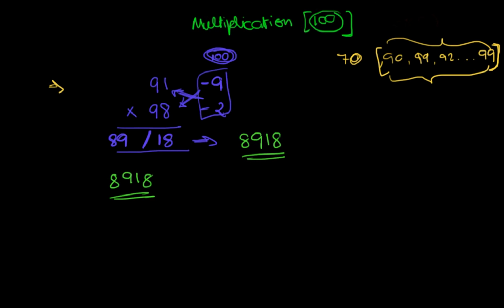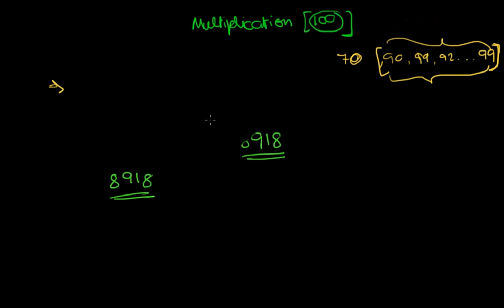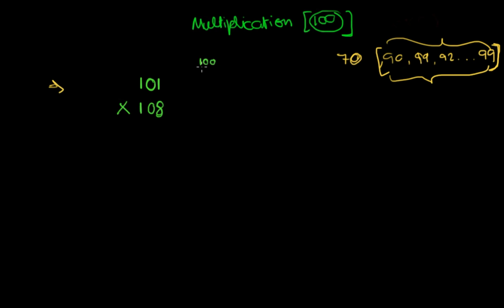Now I'm going to show you how to multiply numbers which are greater than 100, like with the base 100, but they are actually greater than 100. So let's say we have 101 multiplied by 108. The first step, same as usual, is to write 100 over here, and then we just multiply them similarly. So we say 101 is greater than 100 by how much? That's by 1, and then 108 by 8. So we don't subtract, we actually add these.